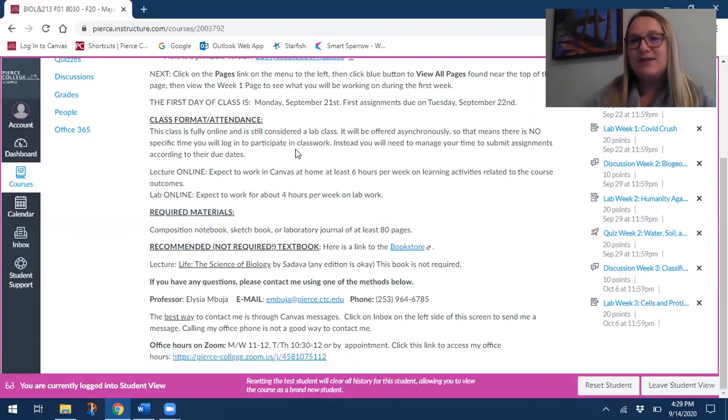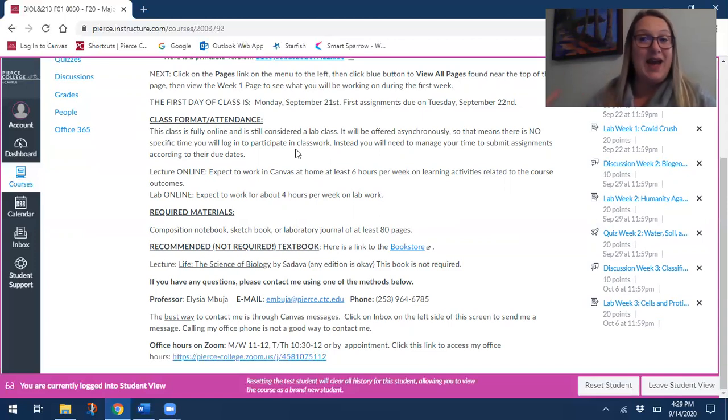The way this course is organized is it's asynchronous, meaning that you don't have to log in at any specific time or day, but you do have due dates. Like I said, Tuesday nights, you'll have about 3 things due every single Tuesday night. So that's going to be very important for you to remember that that's your Biology 213 due date and time.